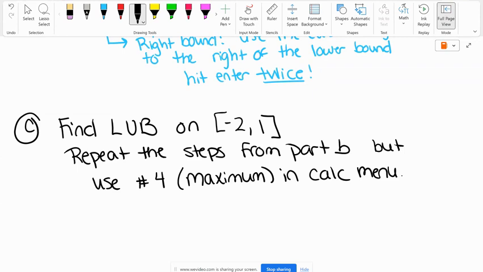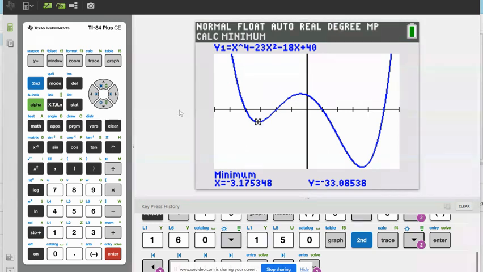Are we ready? Okay. So now from the interval, what was it? Did I say -2 to 1? So we're looking from -2 to +1. Do we agree this is our maximum up here in that interval, this point up here? So what we want to do is find that upper bound. We want to find that maximum. So you're going to go second trace.